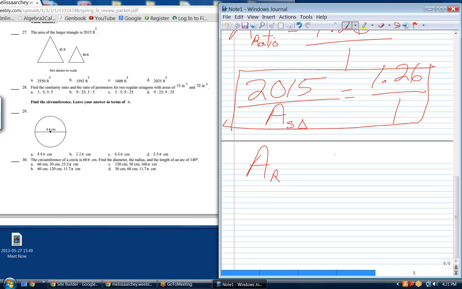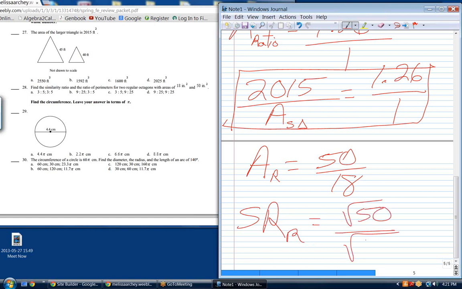Okay, so the area ratio is 18 squared over 50 squared. No, the area ratio is 50 to 18. Bigger number on top always. Sorry. And there's nothing squared about it. That's just the area ratio. What do I know? If I know the area ratio is that, what does the similarity ratio got to be? The square root of 50 over 18? Square root of 50 over the square root of 18. Okay, so that's the answer.